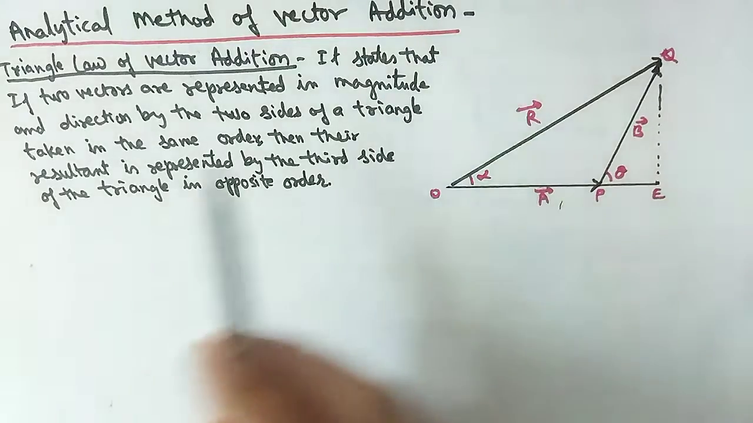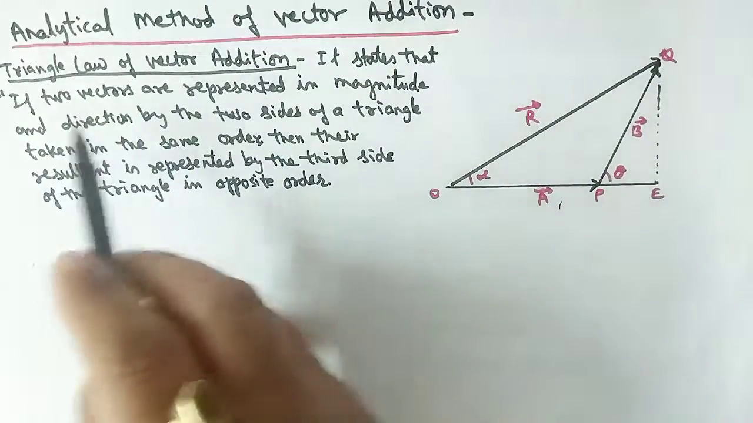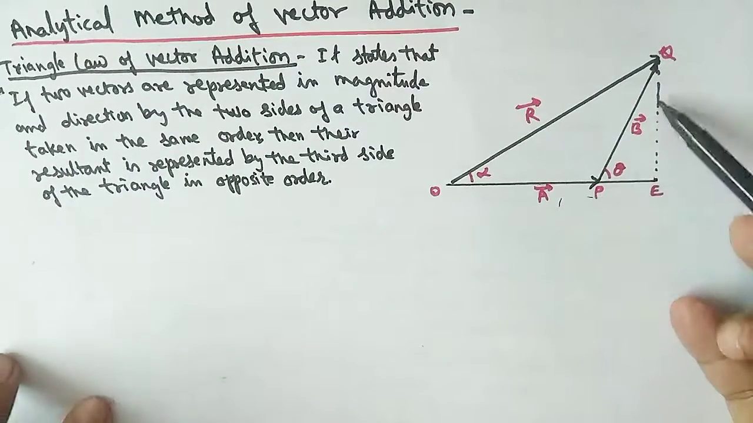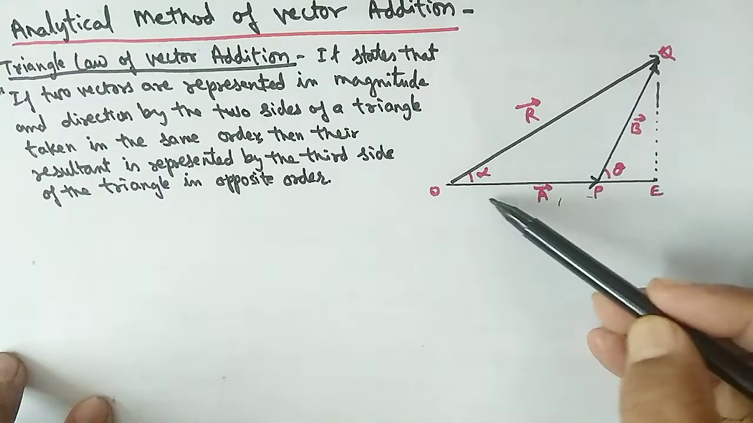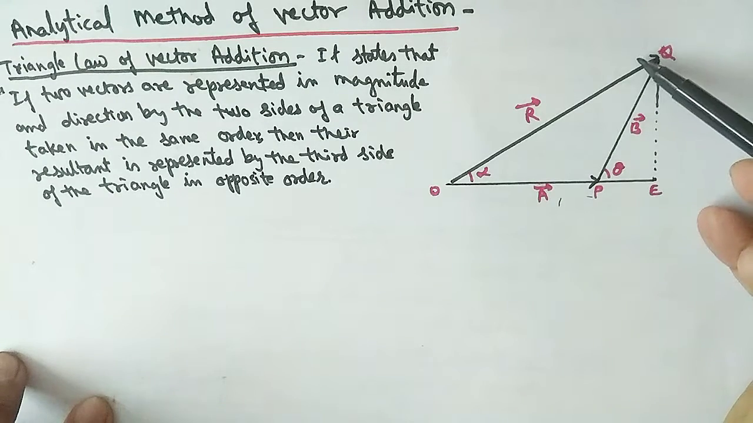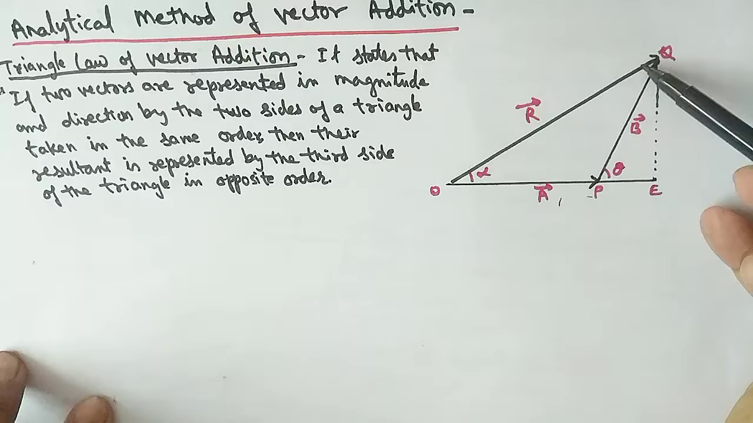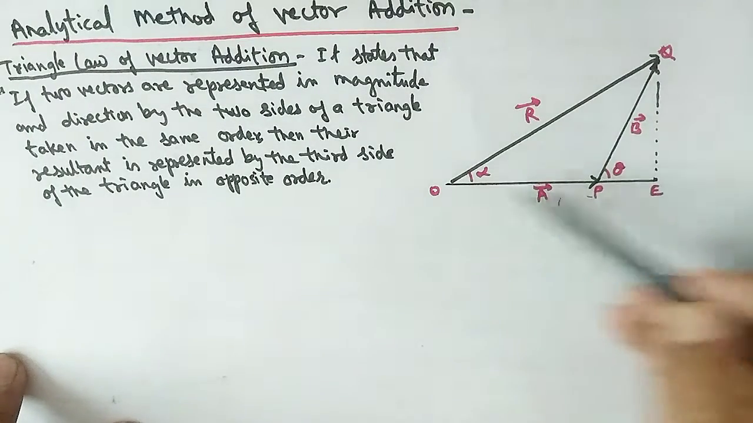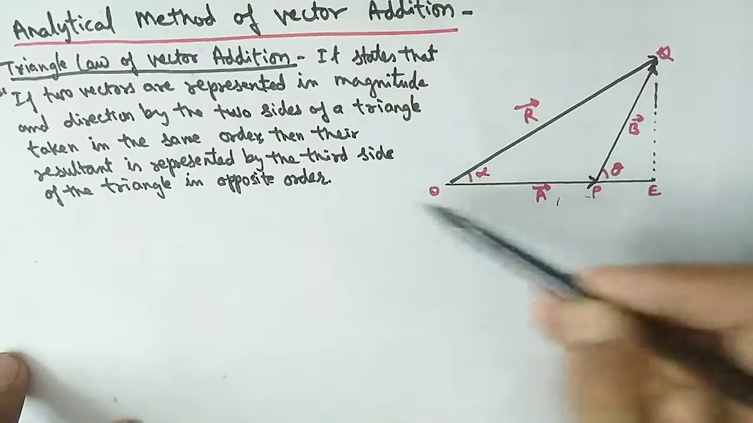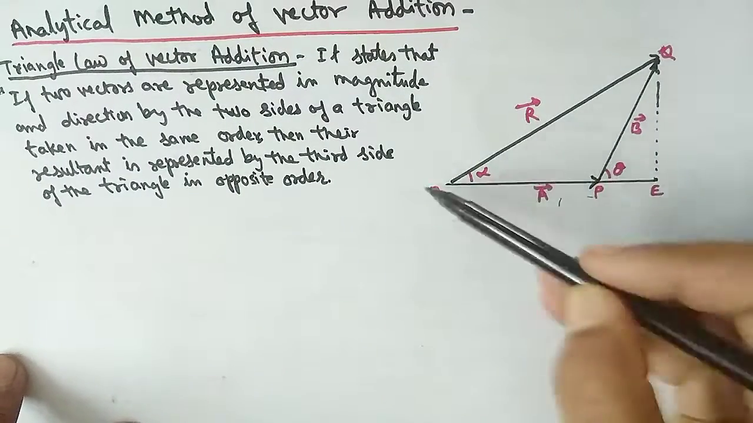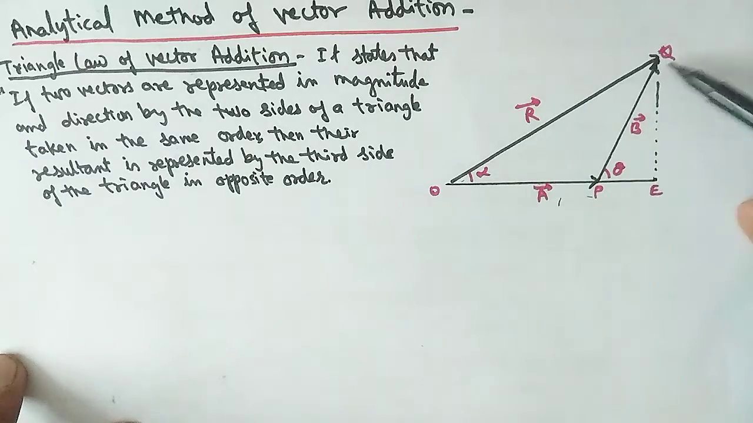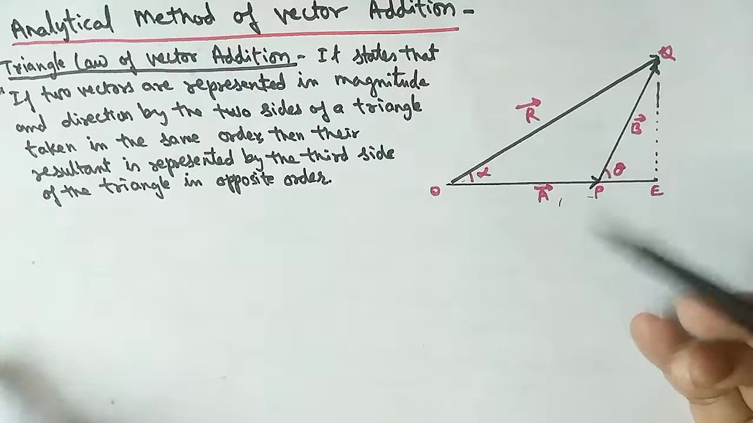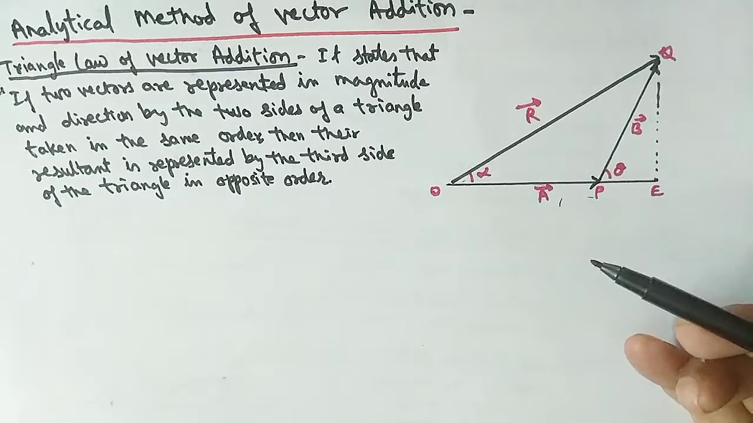It states that if two vectors are represented in magnitude and direction by the two sides of a triangle taken in the same order, then their resultant is represented by the third side of the triangle in the opposite order. So R represents the resultant of these two vectors, vector A and vector B. Now we'll find a formula.